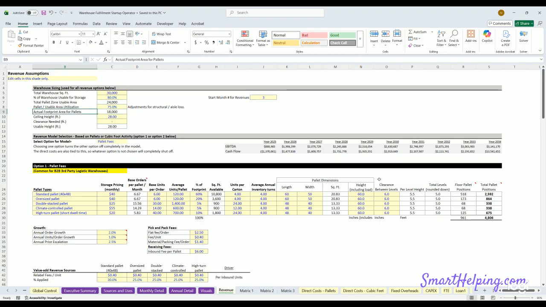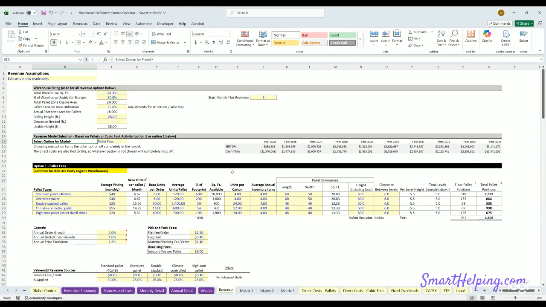In this case, it's for pallets for the first one, but I'll go through the second way. And then you've got your ceiling height, clearance needed, and then usable height down here, which will affect the first way that we're going to define revenue. You start month for revenues, and this applies to all revenues, and direct costs will follow as well. Okay, so that's the top section, pretty straightforward. Then we get into here.